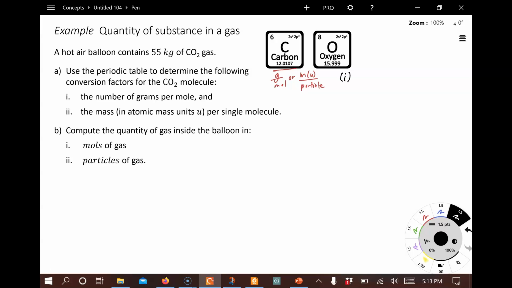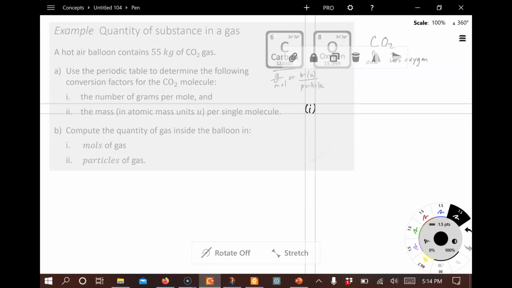Now in this case, we've got CO2, right? CO2, we're going to have one carbon atom, and we're going to have two oxygen atoms. So there's your molecule that has both of those. And we want to go ahead and calculate these things. So let me move this over just a little bit.